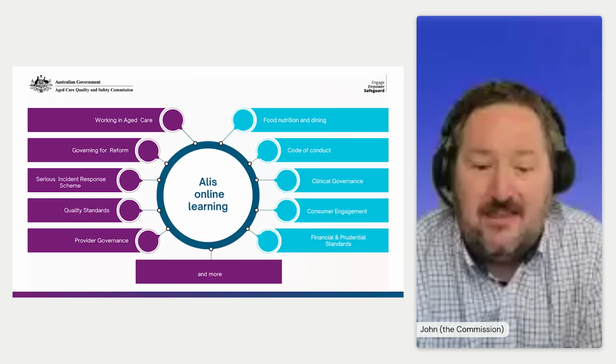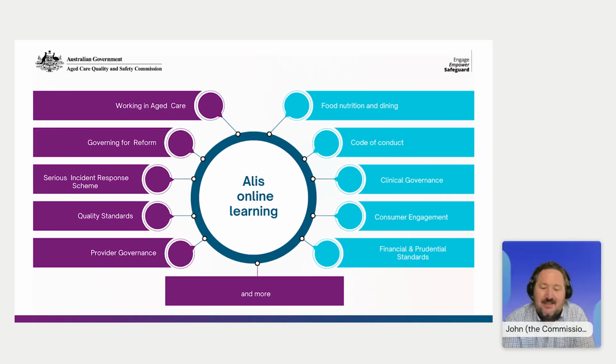When it comes to learning themes, our aim is always to cover the aspects of aged care that we regulate. As you can see, there's a very wide range of training available, and we're continually adding new programs. Our strengthened standards, governing for reform, code of conduct, and SIRS programs are particularly popular with providers, and they can be a great place for you to start.